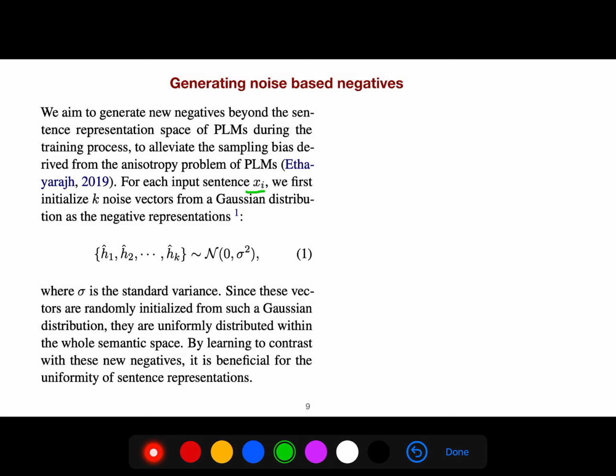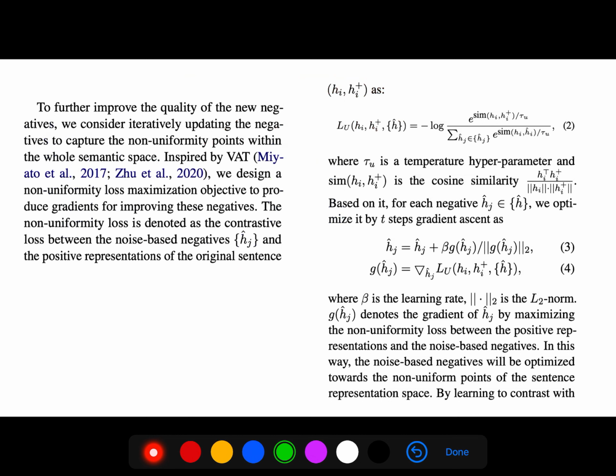For each input sentence, we first initialize k random noise vectors from a Gaussian distribution as negative representations. Sigma here is the standard variance. Since these vectors are randomly initialized from such a Gaussian distribution, they are uniformly distributed within the whole semantic space. By learning to contrast with these new negatives, it is beneficial for the uniformity of sentence representations.